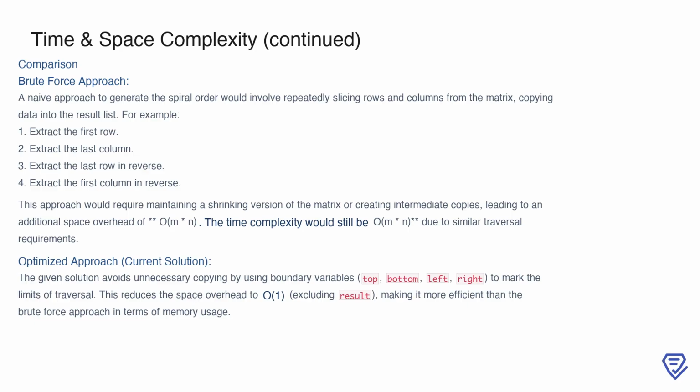However, this would require creating intermediate copies of the matrix or maintaining a modified version, which introduces an additional space overhead of O(m*n). While the time complexity would still be O(m*n), due to visiting each element, the memory usage would be significantly higher. In contrast, the optimized solution avoids these inefficiencies by using boundary markers like top, bottom, left, and right to control traversal, eliminating the need for intermediate copies. This reduces the space complexity to O(1), excluding the result list, making it far more memory efficient.